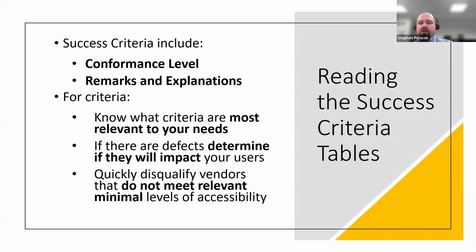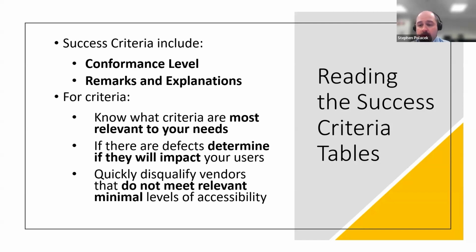So reading the success criteria tables, keep in mind again that each success criteria contains the conformance level and the remarks and explanations. If you're missing one or the other, there's a big problem. The criteria itself, you need to know what criteria are most relevant to your needs. If there are any defects, try to determine if they will impact your users. And then quickly disqualify vendors that do not meet relevant minimal levels of accessibility.